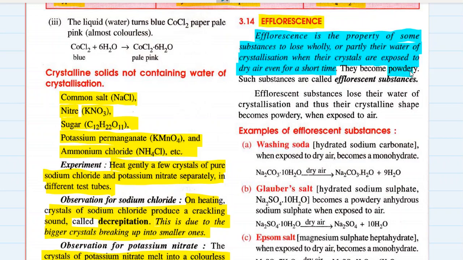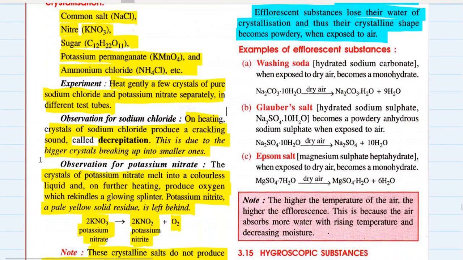They become powdery, right? And they lose their color. Such substances are known as efflorescent substances. Efflorescent substances lose their water of crystallization, and thus their crystalline shape becomes powdery when exposed to air. Examples are washing soda, sodium carbonate, hydrated sodium carbonate. It becomes dehydrated on exposure to dry air.